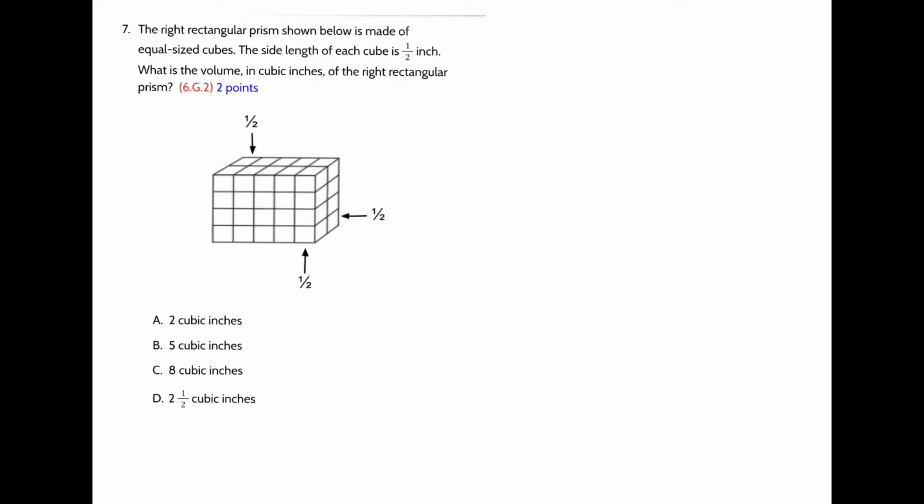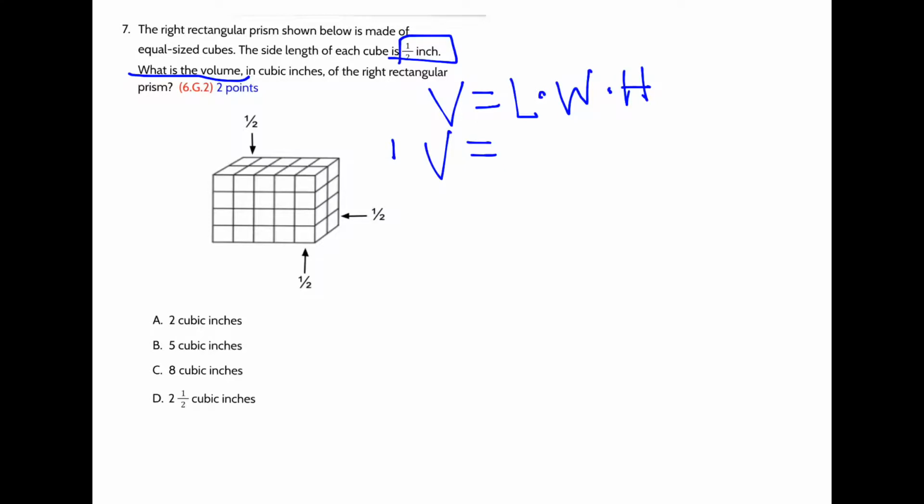The right rectangular prism shown below is made of equal size cubes. The side length of each cube is 1/2 inch. What is the volume in cubic inches of the right rectangular prism? We're finding volume. So we know that volume, once again, equals our length times our width times our height. So these are 1/2 inch cubes.